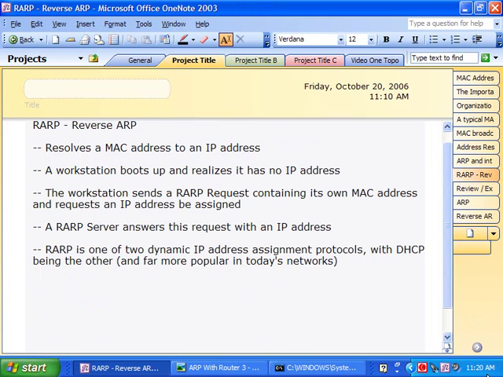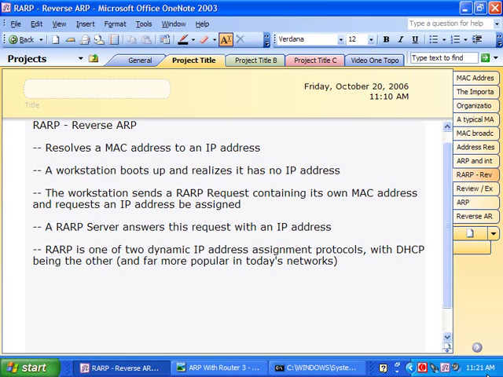And reverse ARP, or RARP, if you want to pronounce it that way, you really don't see much of this anymore, and you'll see why as the course goes on and we talk about DHCP. If you already know about DHCP and how it operates, that's really one of our two dynamic IP address assignment protocols, and it's much more popular than reverse ARP. It has many more features than reverse ARP does. But what reverse ARP does is resolve a MAC address to an IP address, but it has nothing to do with a remote host. It has nothing to do with another host.